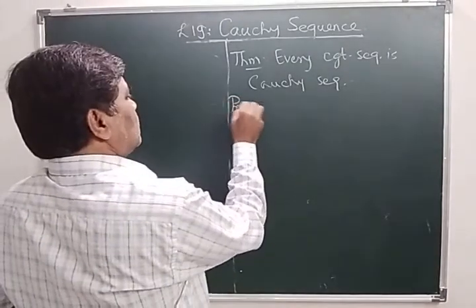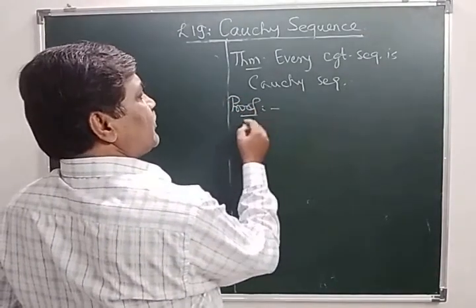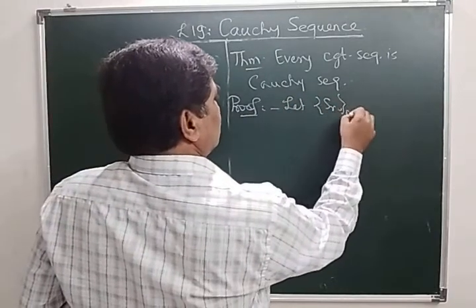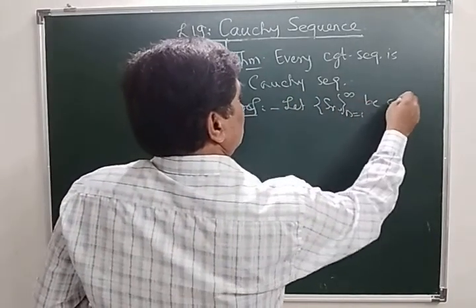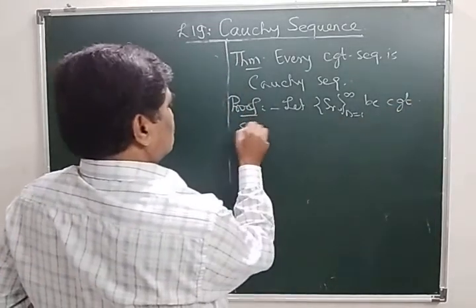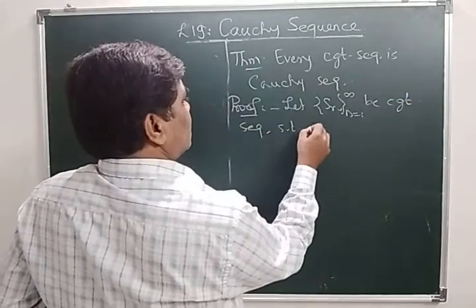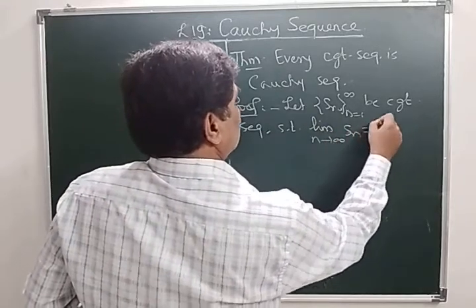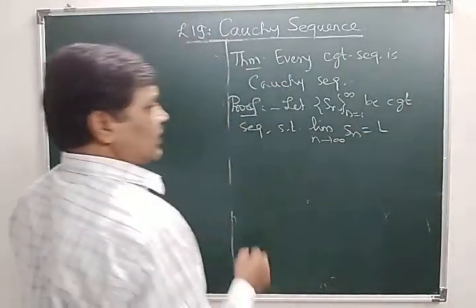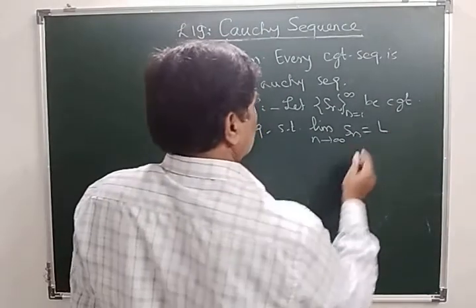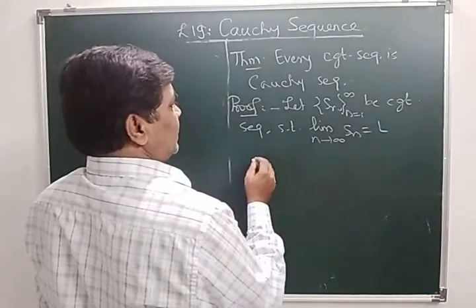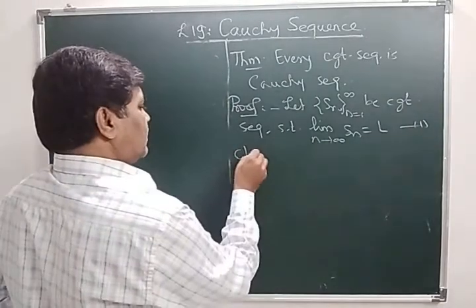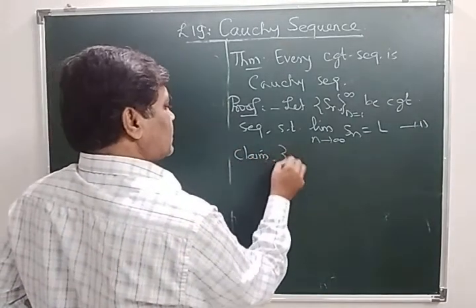So, take some convergent sequence. Let Sn, n equal to 1 to infinity, be a convergent sequence such that limit n tends to infinity of Sn is equal to L. Our aim is to show that. Claim: Sn is a Cauchy sequence.